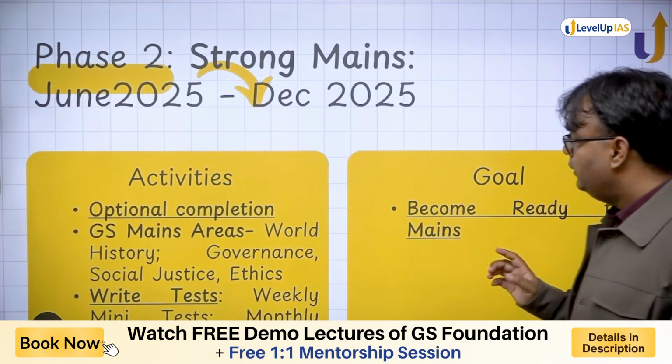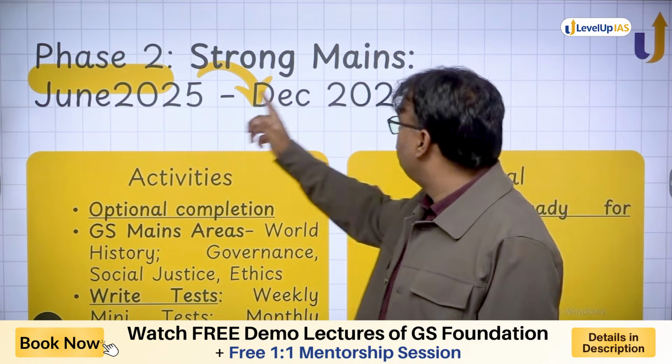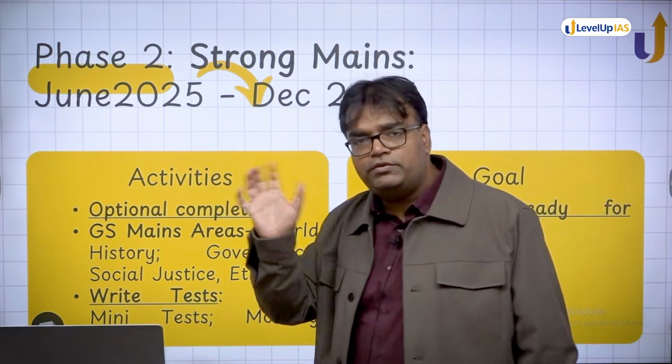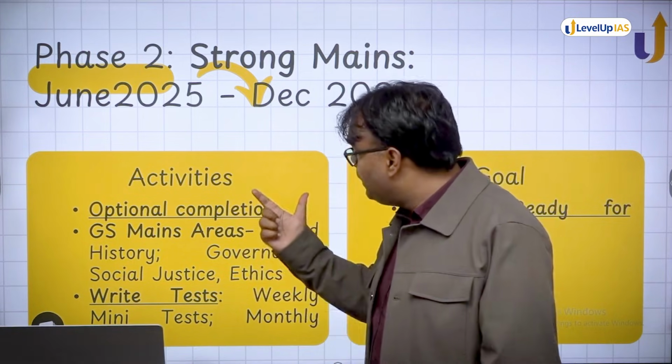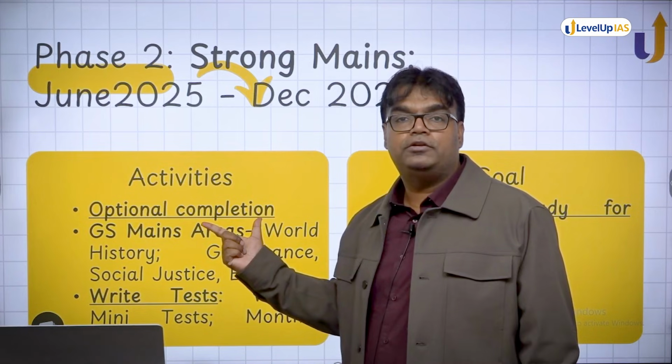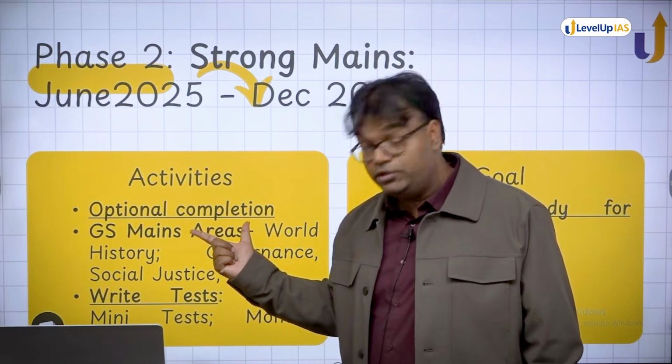यहां पे आप देखोगे from June 2025 to December 2025, ये जो 6-7 months का पीरियड है, यहां पे primarily what we'll be doing is optional. So do we not do GS here? No, we will do GS.